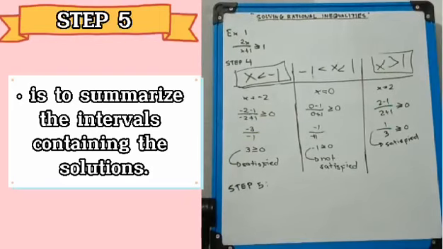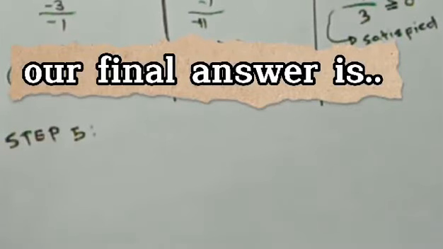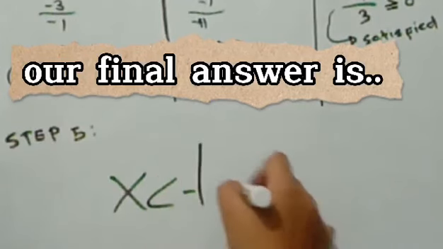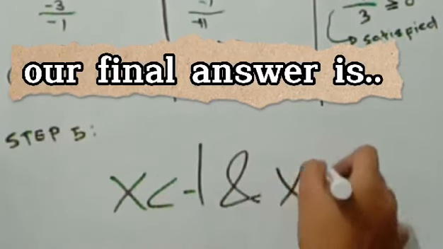Step number 5 is to summarize the intervals containing the solutions. So our final answer is x less than negative 1 and x greater than 1.